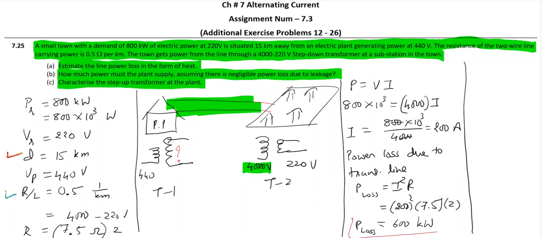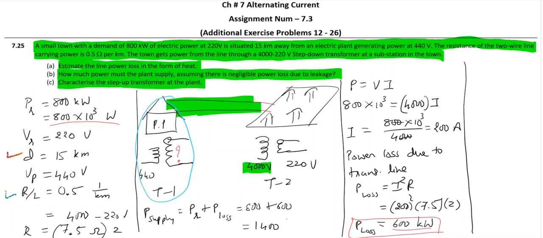So now there are two things. The power which we want in the town is 800 kilowatt. The power which is lost during the transmission is 600 kilowatt. It means that the job of this power station is to supply power required plus power loss. That is 800 plus 600, that is 1400 kilowatt power. If it supplies, then the town will get the required amount of energy.